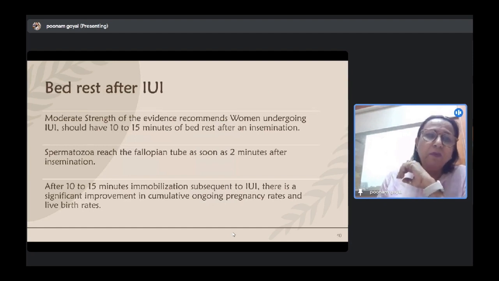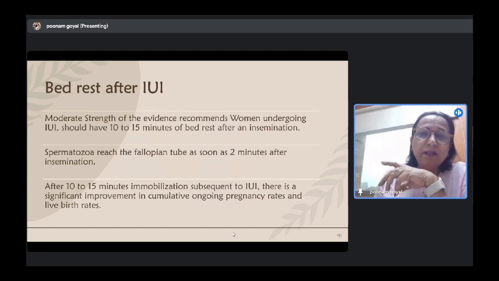Bed rest after IUI: moderate strength of evidence recommends that women undergoing IUI should have 10 to 15 minutes of bed rest after an insemination. Spermatozoa reach the fallopian tube as soon as 2 minutes after the insemination, and 10 to 15 minutes of immobilization subsequent to IUI will be enough.